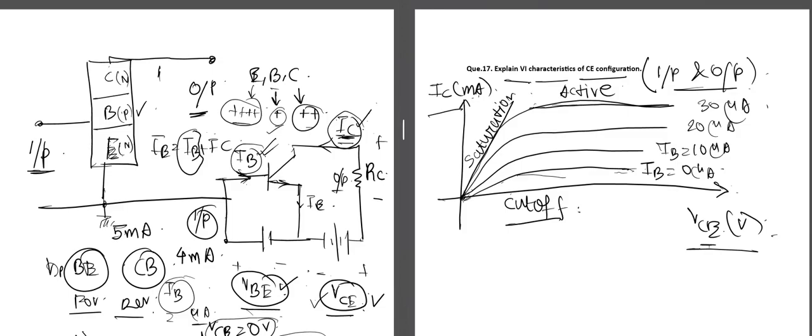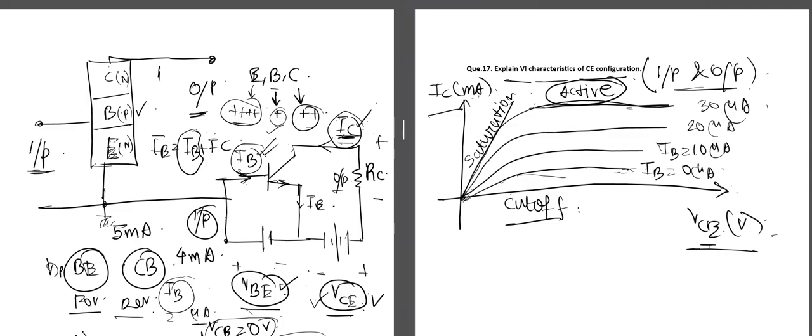So in the active region, when the output voltage is increased, there is a very slight change in the output current. Because in the active region, when the output voltage is changed, the value of output current is almost the same. It is almost the same, and we can say it is not varying at all.